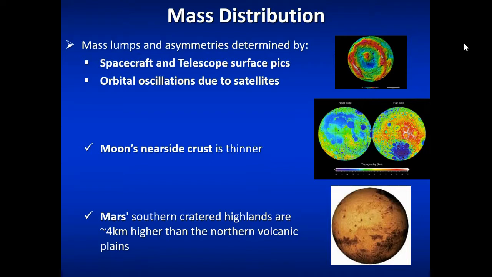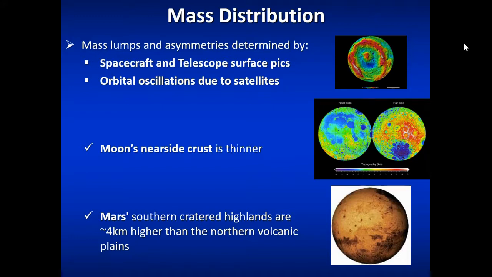We can also look at mass distribution. When you look at the surface of a planet, either through a spacecraft or telescope pics, through satellites and orbital oscillations, you can actually see differences on the surface of objects. The moon, for example, did you know that the near side of the moon is thinner? Its crust is thinner than the far side of the moon.